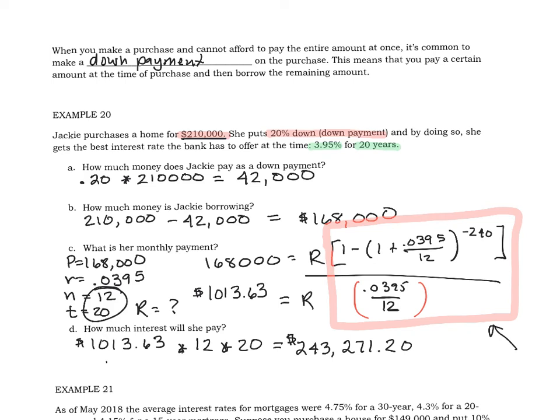So to get how much interest that Jackie will pay, we're going to take this amount minus how much she borrowed. Now, do not subtract the $210,000. That's not how much you borrowed. Remember, you've already paid a $42,000 down payment. So this person only borrowed $168,000. And so that means they paid $75,271.20 in interest.